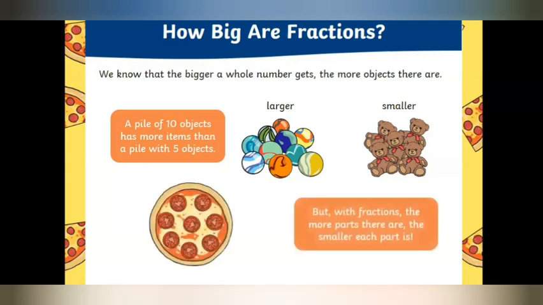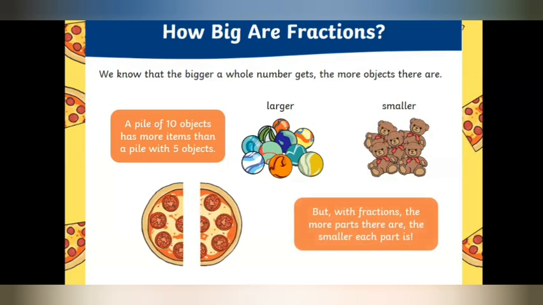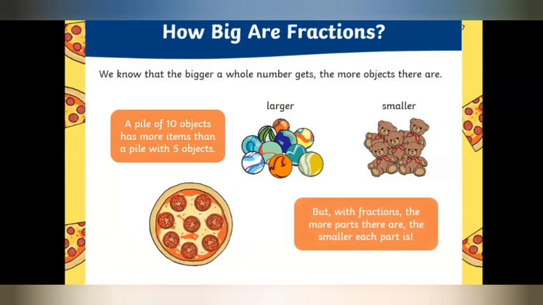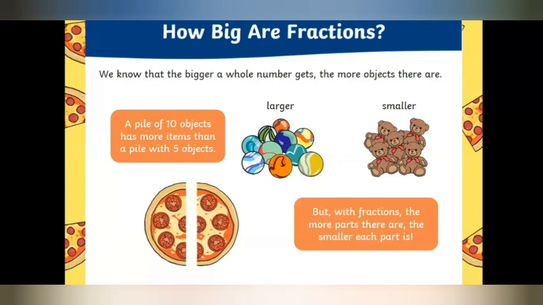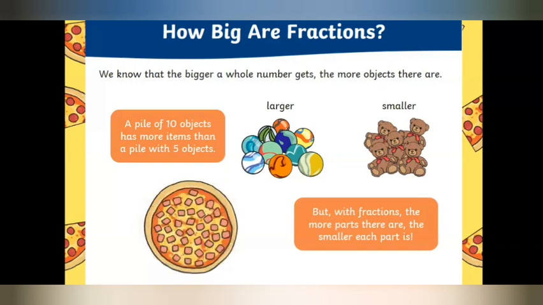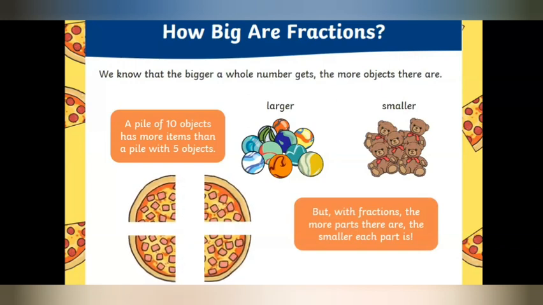But with fractions, the more parts there are, the smaller each part is. Okay? Look at this one. If we divide it into equal 2 parts, there are 2 equal parts. After we divide it into equal 2 parts, one part is removed, then one part is remaining. Okay, look at here.